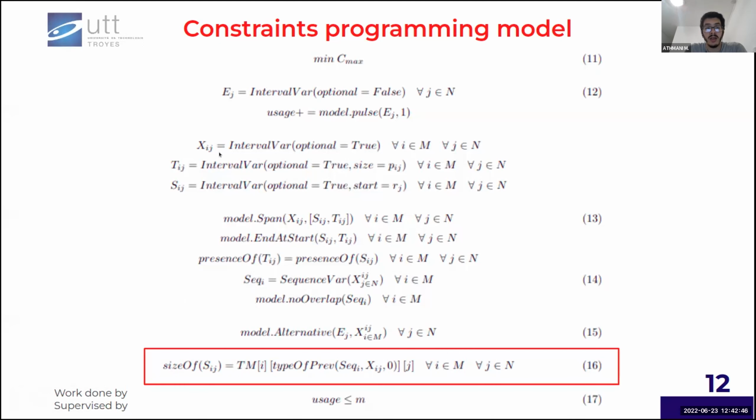That's why we added all of these variables in order to separate the setup time and the processing part and impose the RI on the setup time part. That way we satisfy both the release date and the setup time. And here the setup time is changing according to this constraint, according to what comes before our current job.